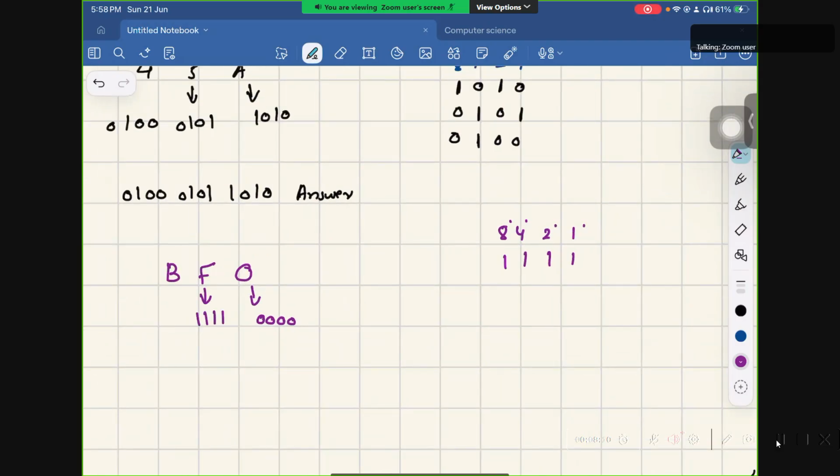B is 11. 11 means 8 plus 2 is 10, and 1 is 11. Rest is 0. So this is going to be B: 1, 0, 1, 1. So the complete combination would be 1, 0, 1, 1, 1, 1, 1, 1, 0, 0, 0, 0. This is the complete answer. I hope this is clear to everyone.